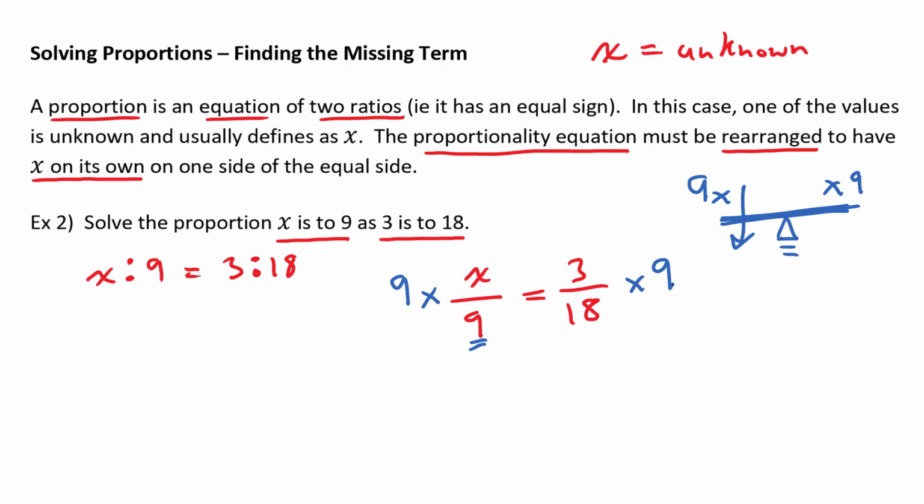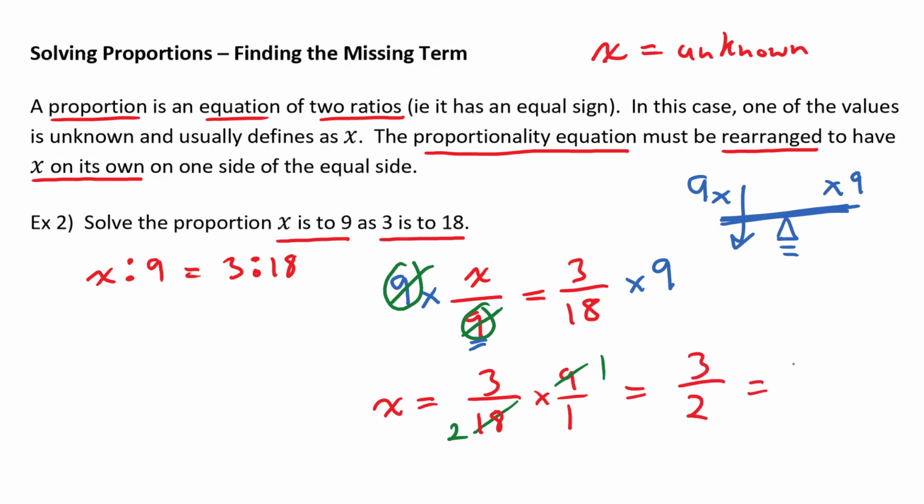Now, some of you might think of this as moving the 9 to the other side, but the reason why it works is because you're multiplying both sides by 9. When you do that, I have a 9 on the top and a 9 on the bottom. The 9s cancel out. I'm left with x is equal to 3 over 18 times 9. Let's work that out. Simplify that down. 1 nine, 2 nines. And here we get 3 over 2, which you could write as 1.5. In this case, 1.5 compared to 9 is equal to 3 compared to 18. X is equal to 1.5.